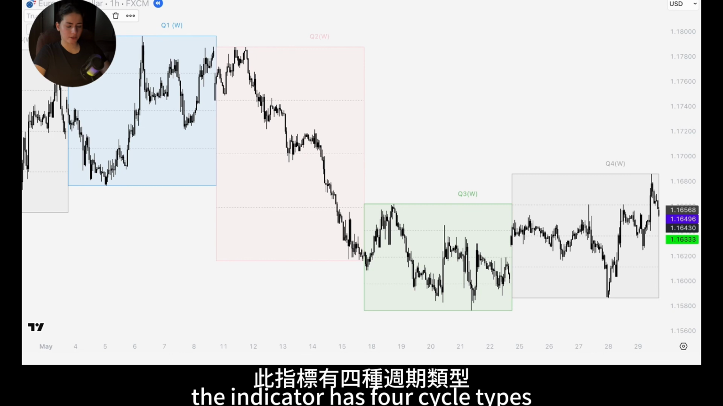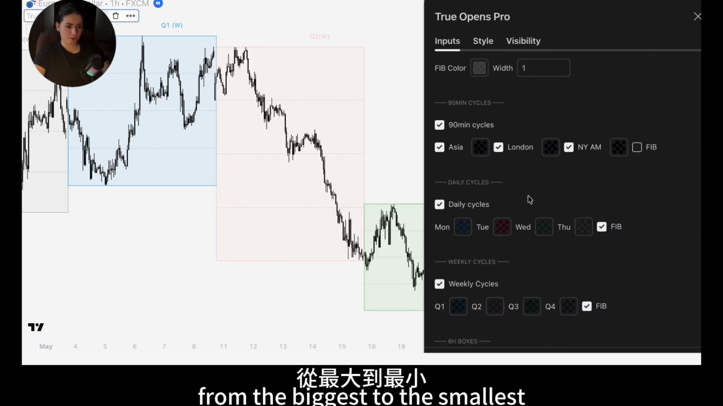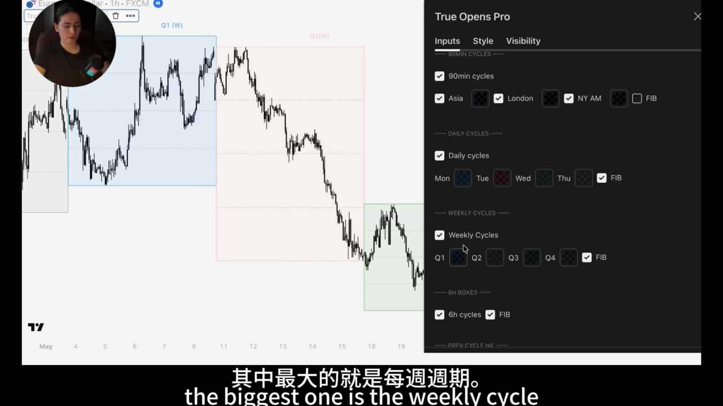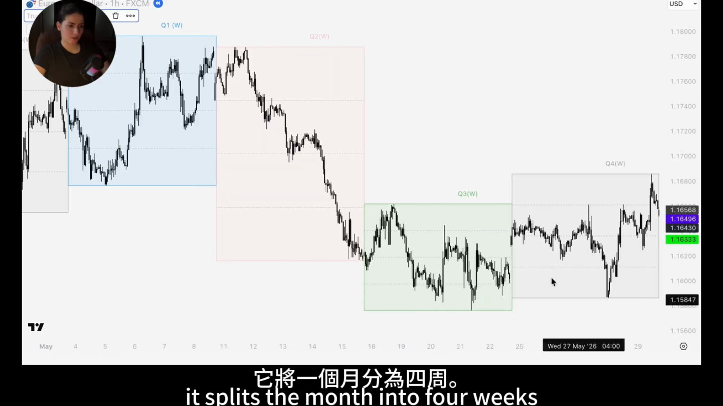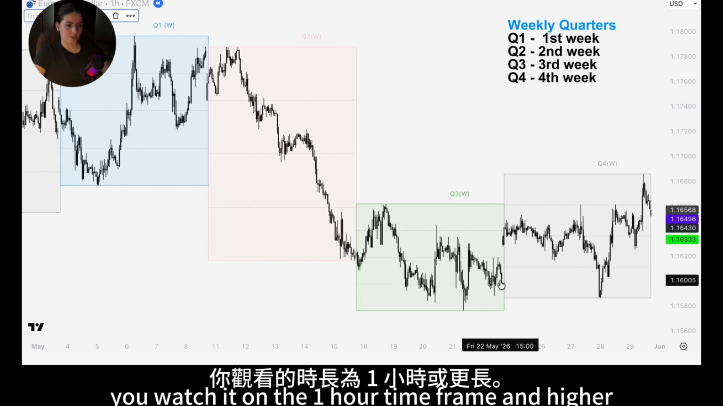The indicator has 4 cycle types, from the biggest to the smallest. Each one splits into 4 quarters. The biggest one is the weekly cycle. It splits the month into 4 weeks. You watch it on the 1 hour time frame and higher.